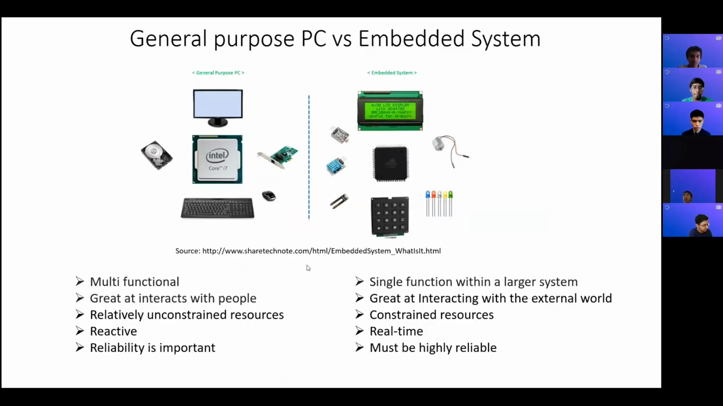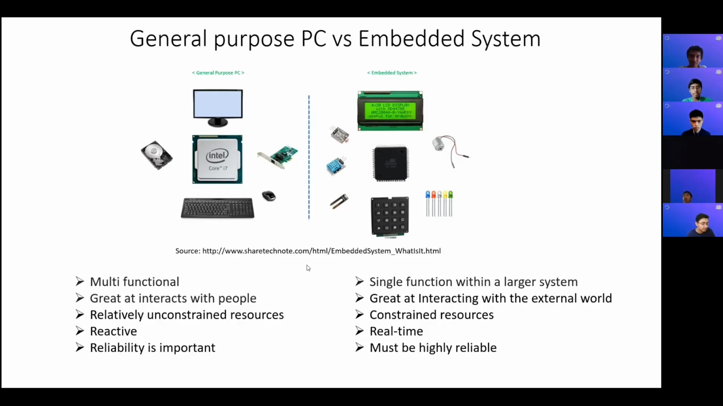It might be interesting to compare a general purpose PC with an embedded system, and just to highlight some of the differences. So the, I guess, most apparent difference is that embedded systems are typically meant for a single purpose, single function, while general purpose PCs are multifunctional. You can do all sorts of things. They are great at interacting with people, while microcontrollers are really designed to interact well with the external world.